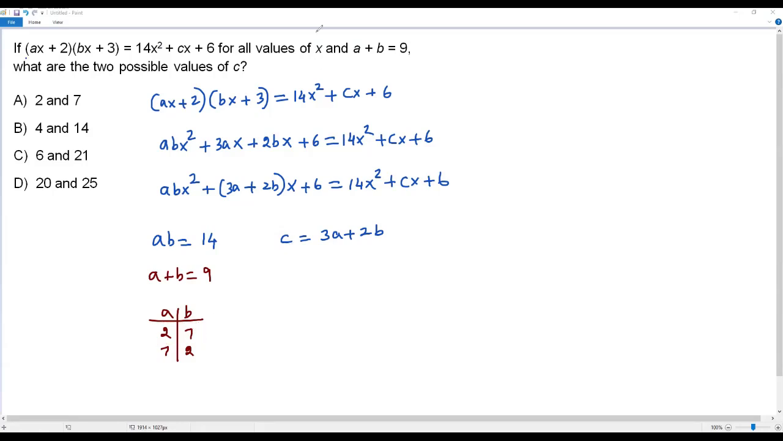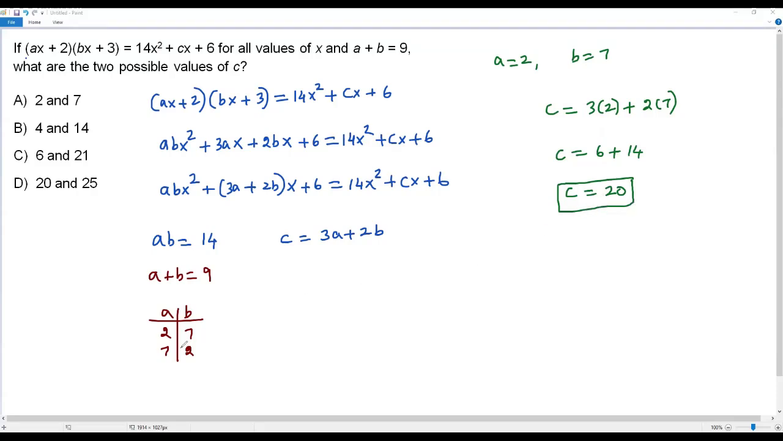Now let me do this separately. I'm taking a = 2 and b = 7. Then we get c = 3 times 2 + 2 times 7. 3 times 2 is 6, and 2 times 7 is 14. Then we get c = 20. So when a = 2 and b = 7, I get one of the values for c, that is 20.